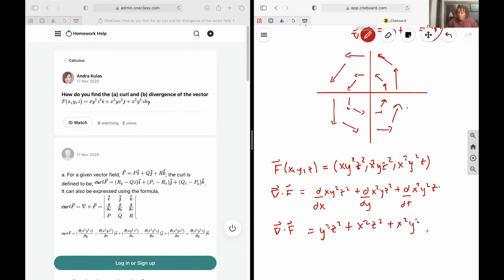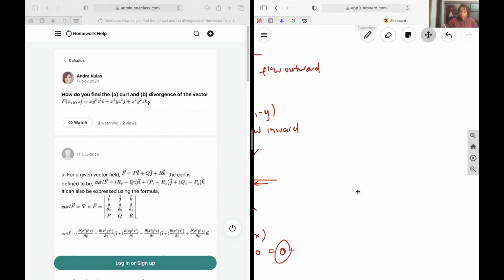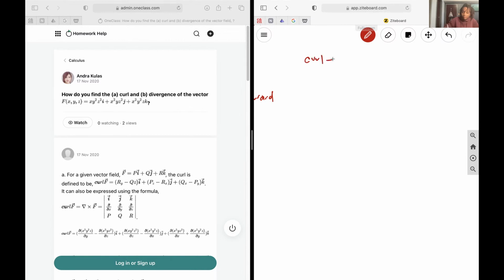And so for this one, we're going to see that for certain values of x, y, and z, it can be negative, 0, or positive. Now let's begin talking about the curl. So the curl is similar, and it is going to be defined as the cross product between our gradient vector and our vector field.